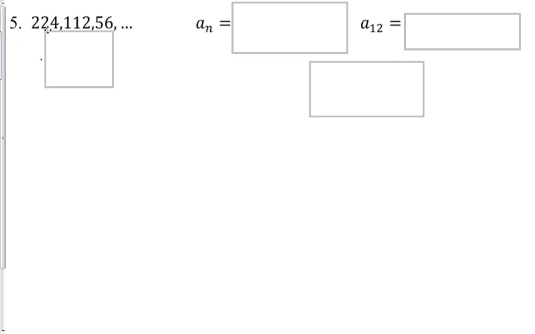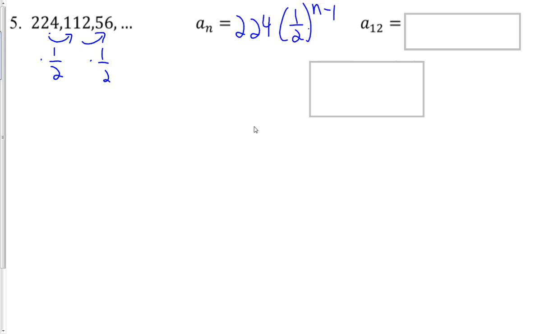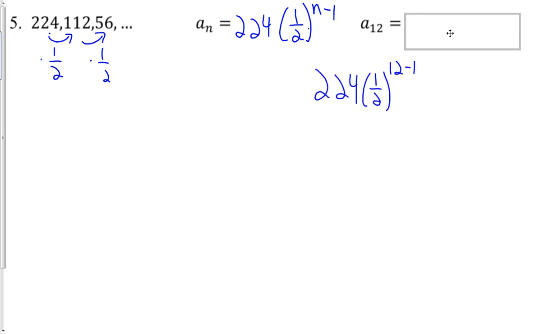Next one, 224, 112, 56. Looks like we're times half, right? Divided by 2 or times half. So 224 times 1/2 to the n minus 1. And now plugging in 12. So 224 times 1/2 to the 11 on the calculator, 0.109375. Technically, I would tell you usually to 3 decimals, but it went pretty long with that one.